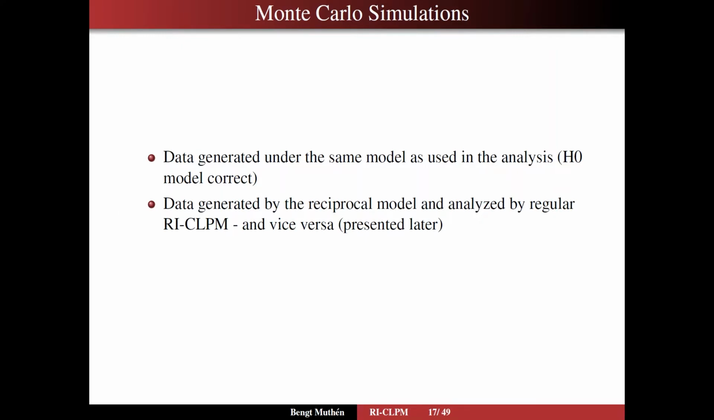I'm going to generate by one model and analyze by another model. So for instance, if we generate data by the reciprocal model, we can ask ourselves, what would the regular RI-CLPM say? What would the estimates be? How much would we go wrong, so to speak? And vice versa, of course.